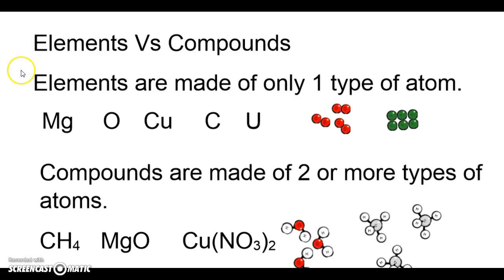So we learned that elements are made of only one type of atom. You could look at any chemical formula and know that you have only one type of atom if it's just one square off the periodic table of the elements. So Mg is one square.